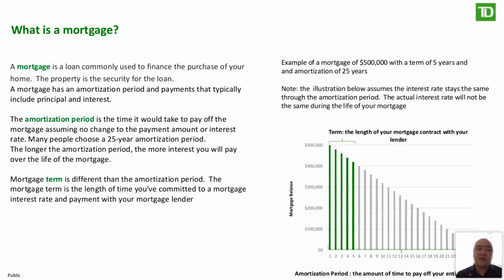So if we look at the graph on the right here, it shows, assuming rates are the same and assuming that your payments are the same over the course of the mortgage, the main thing here is that the full timeline on the graph of 25 years is the amortization period, right? So you're paying off the mortgage at a rate that after 25 years, your whole loan would be paid off, whereas the mortgage term would be the period of time highlighted in green here. So within this example, we're looking at a 5-year mortgage.